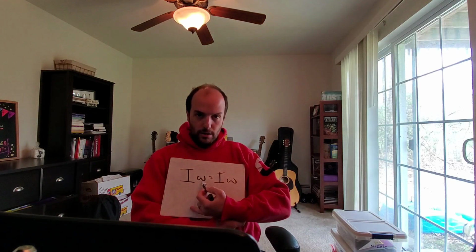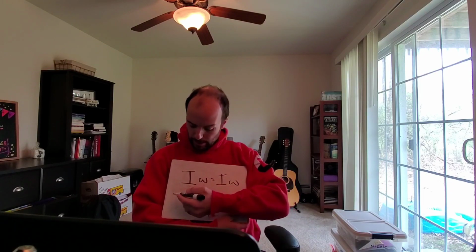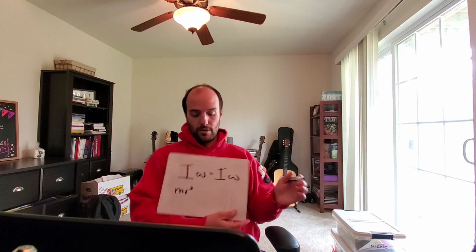Now, what happens here? Well, it's very similar to the idea of that one person bringing their arms in, changing their rotational inertia, not their angular momentum. So the idea is that's being conserved. So we have our I times omega equals I times omega. Remember, your I is your mr squared.